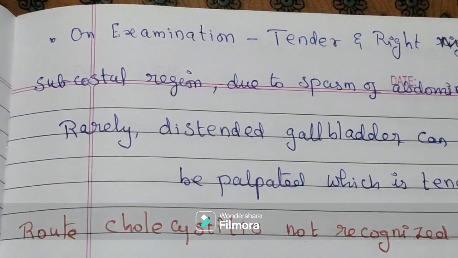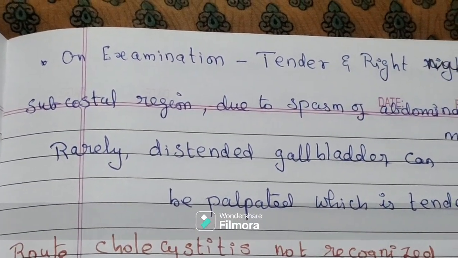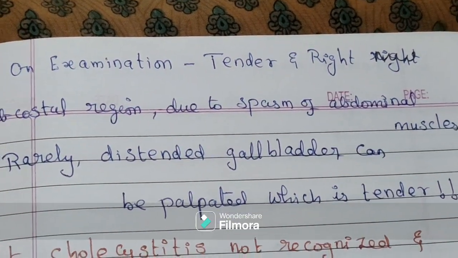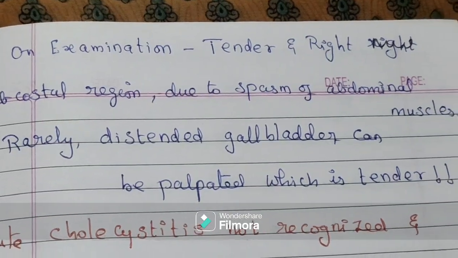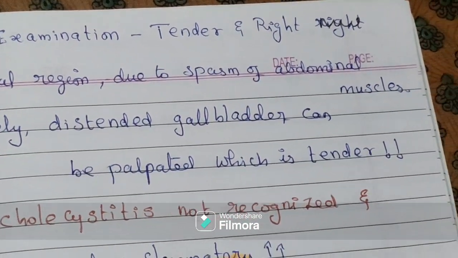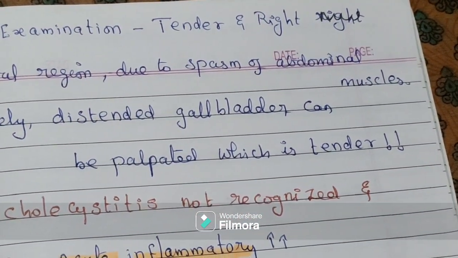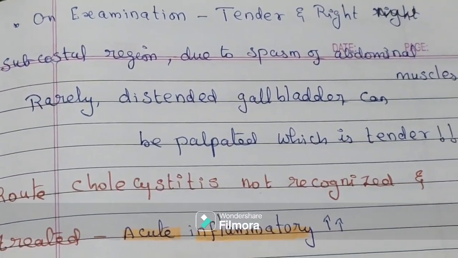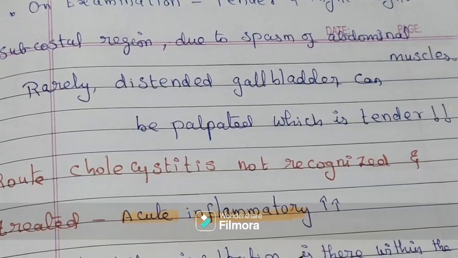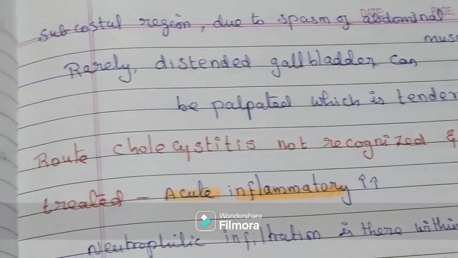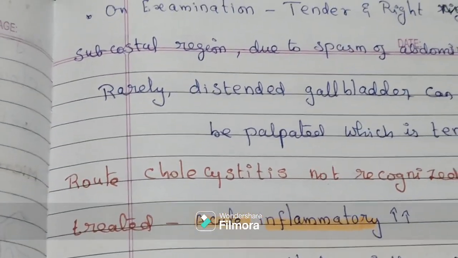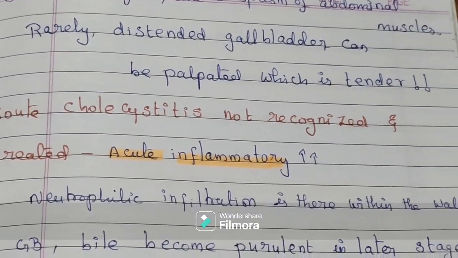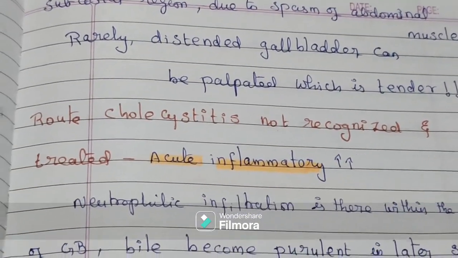Usually accompanied by pictures on examination, tenderness in the right subcostal region due to spasm of abdominal muscles. Rarely, a distended gallbladder can be palpated, which is tender. Next, what happens if acute cholecystitis is not recognized and treated?